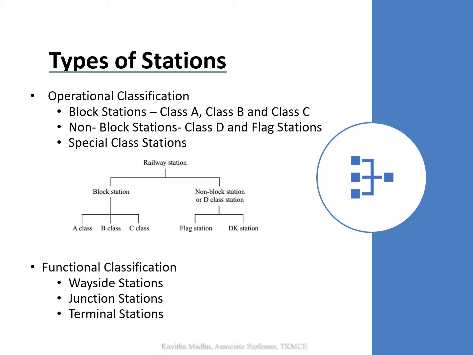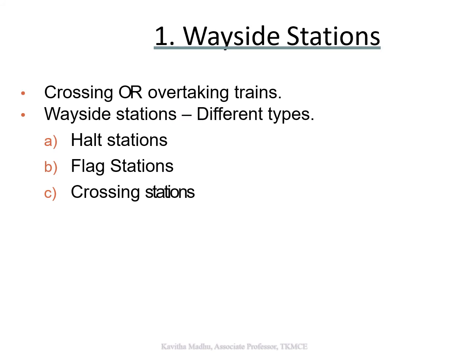Then based on the functional characteristics, the stations are classified as wayside stations, junctions and terminal stations. So let's see the details of each of these in the coming slides. Regarding the functional classification, there are three types: wayside station, junctions and terminal station. Now let's see about the wayside station. They are also known as non-junction stations.